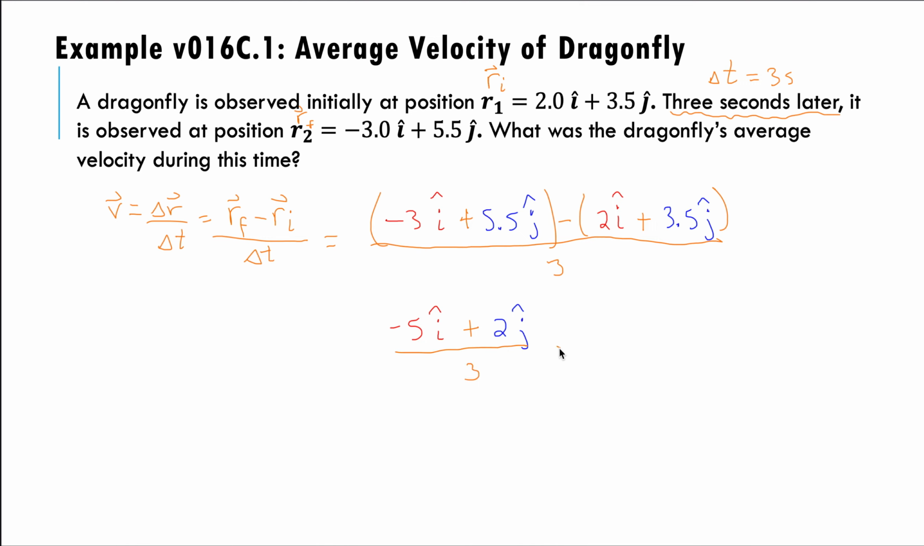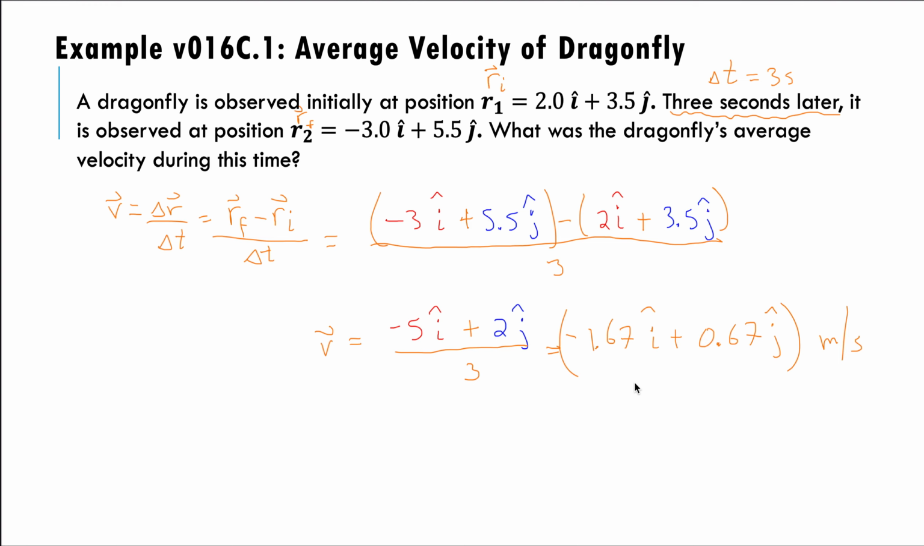And so our final answer is going to be minus 1.67 i hat plus 0.67 j hat. And we do need a unit. You can put a unit after each number right here, or you can just put a parentheses around the whole thing and then put your units as meters per second. So this is the average velocity vector in unit vector notation.